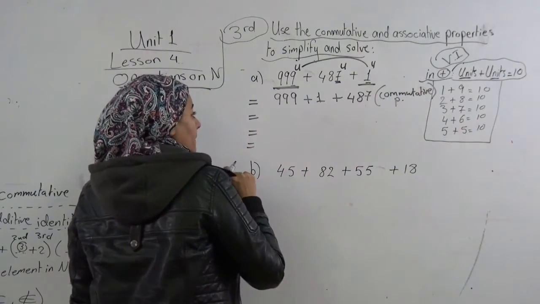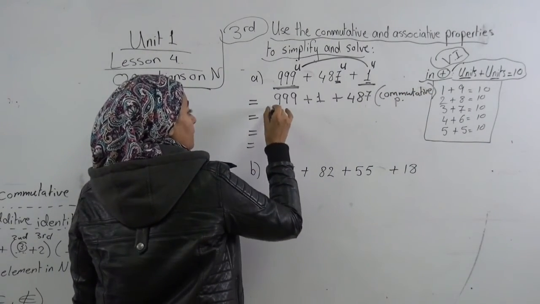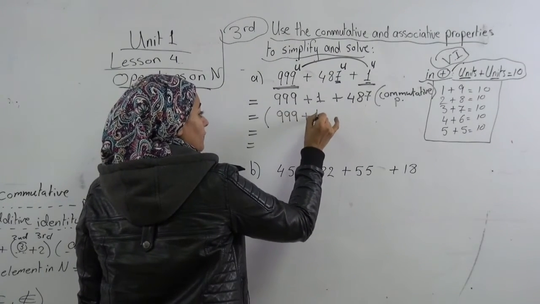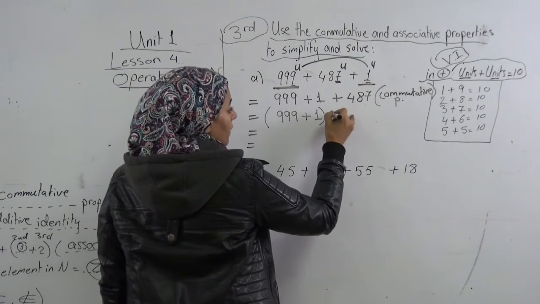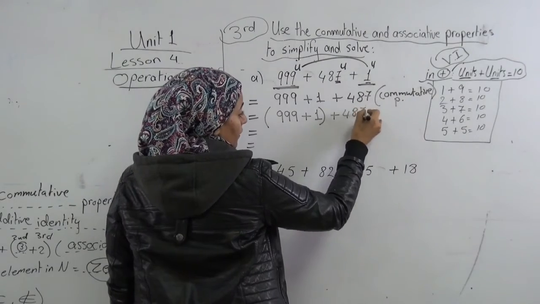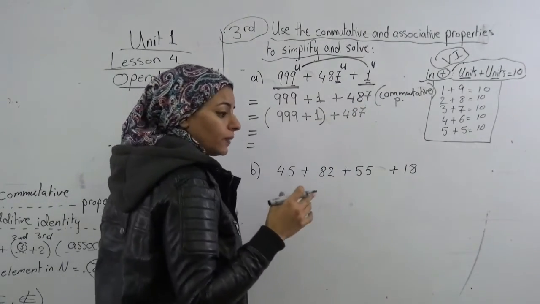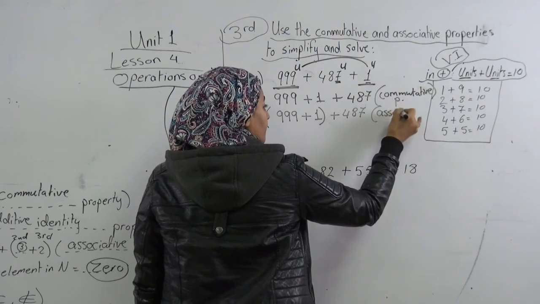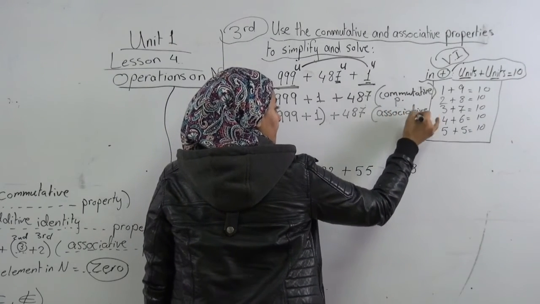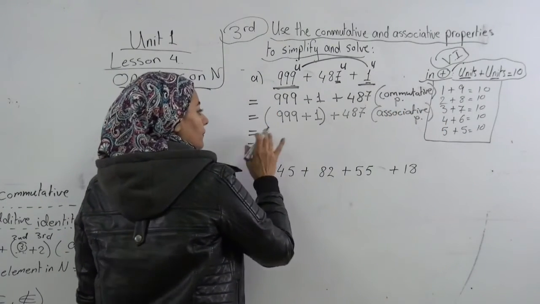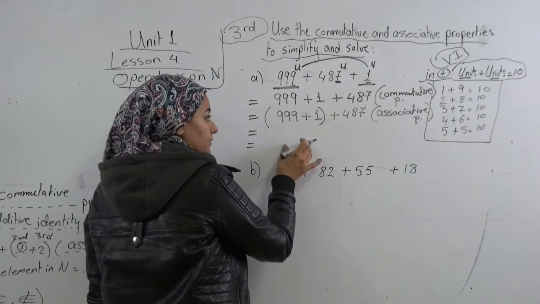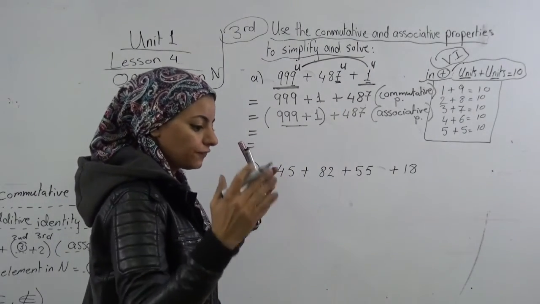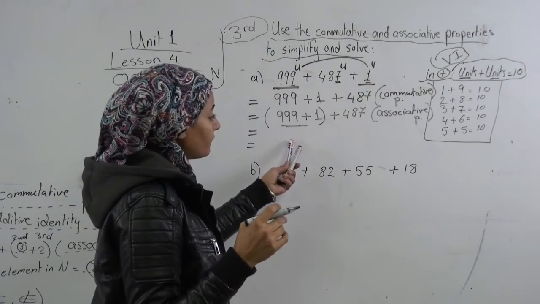The second step, or the second line, is to put brackets on the friends that will give me more zeros and write the number that doesn't have a friend alone. Once we grouped 2 numbers together or put brackets, this is called the associative property. The third line, we are going to solve what's in the brackets first, because when I put 2 numbers in a bracket instead of 3, that means I'm going to solve them first.